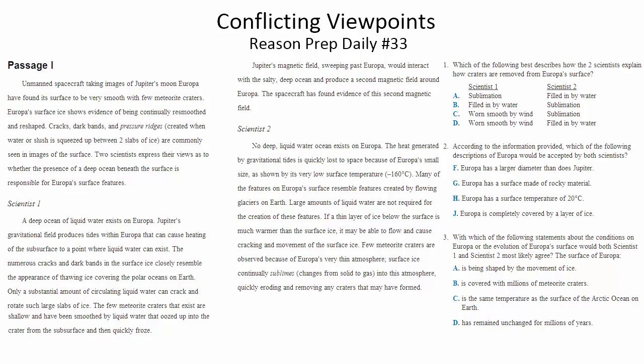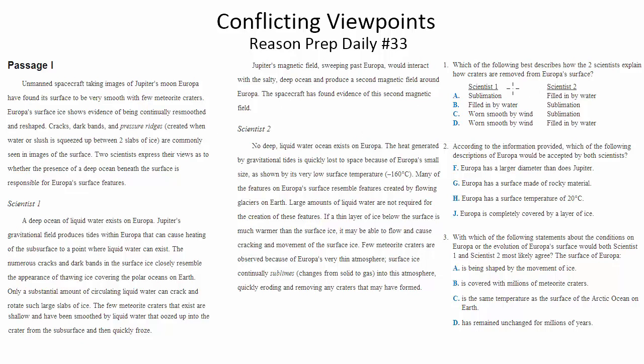Let's do number 1 first, because this is more of a general question that's going to tackle the main difference, really, between the 2 passages. And then we will take a look at numbers 2 and 3. So for 1, which of the following best describes how the 2 scientists explain how craters are removed from Europa's surface? By the time we would have done this question, we would have read through everything. So I'm just going to read through the pieces that we need to answer a question like this.